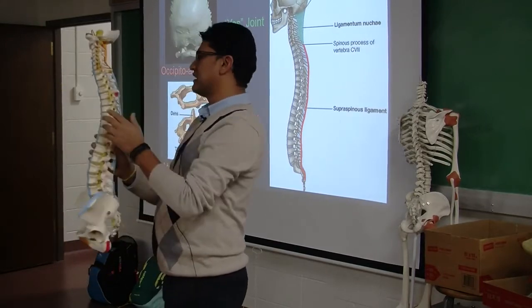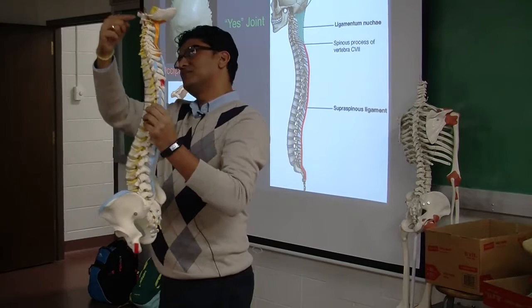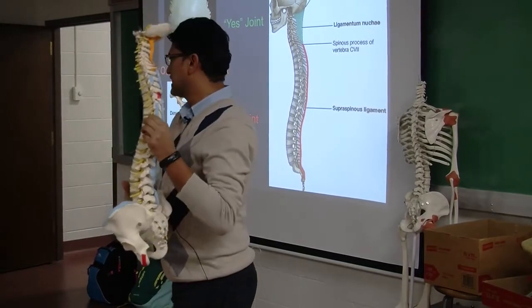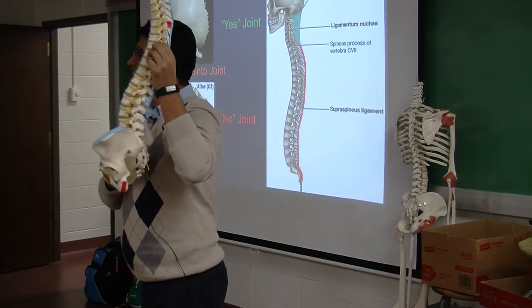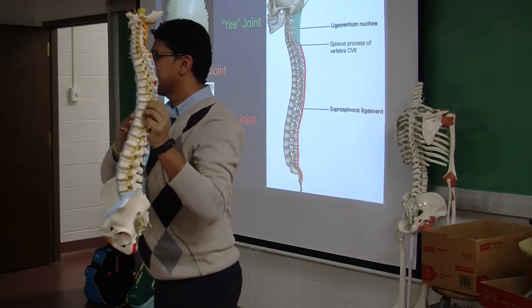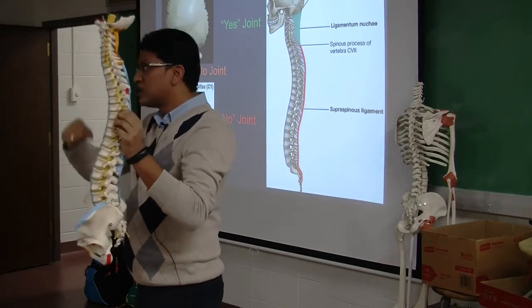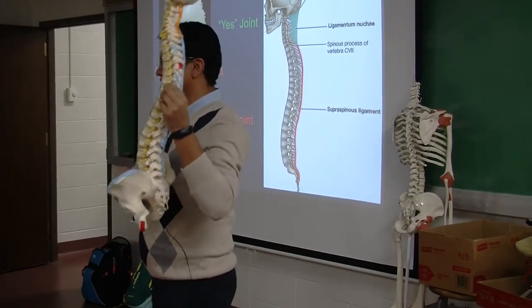And you have another ligament on the anterior side of the spine from the skull all the way to your sacrum. What is that ligament called? This is anterior, right? This is posterior. So it is the anterior longitudinal ligament. It goes all the way to the sacrum. That is the anterior longitudinal ligament.